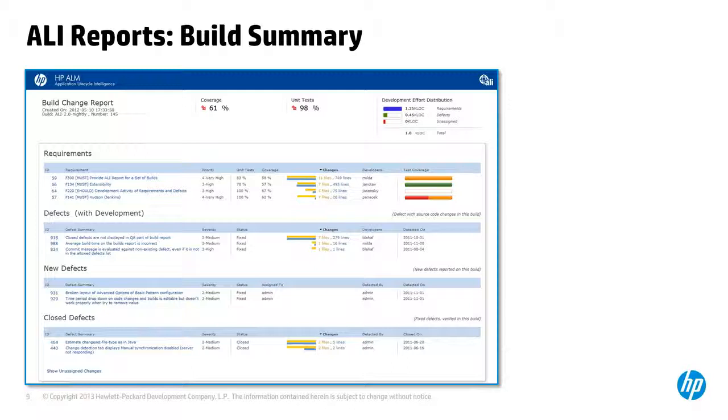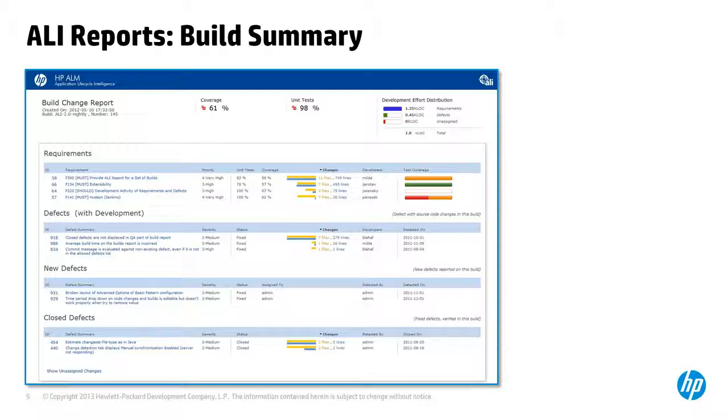And you can see a summary of the development effort, which means that in my build, most of the implementation was related to requirements, a bit to defects, and there are also some changes which are not linked to anything. I should figure out why they were introduced into my code base. In the tables below, you can see a summary for each particular requirement and defect, which was part of the build.